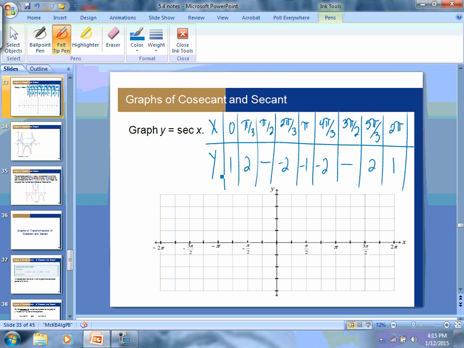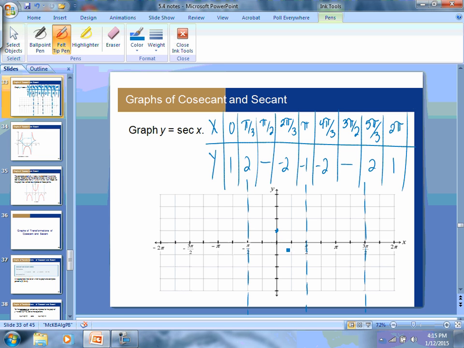So again, you can see a pattern forming here, but we're going to have asymptotes at pi over 2, and then 3 pi over 2, or negative pi over 2. They're the same, okay, same spot on the unit circle. Okay, and then at 0, we have a 1.